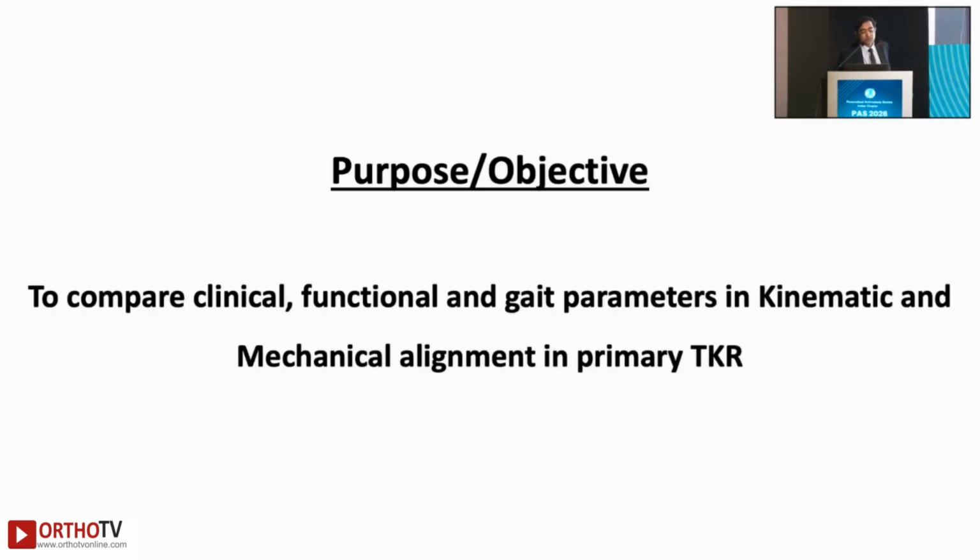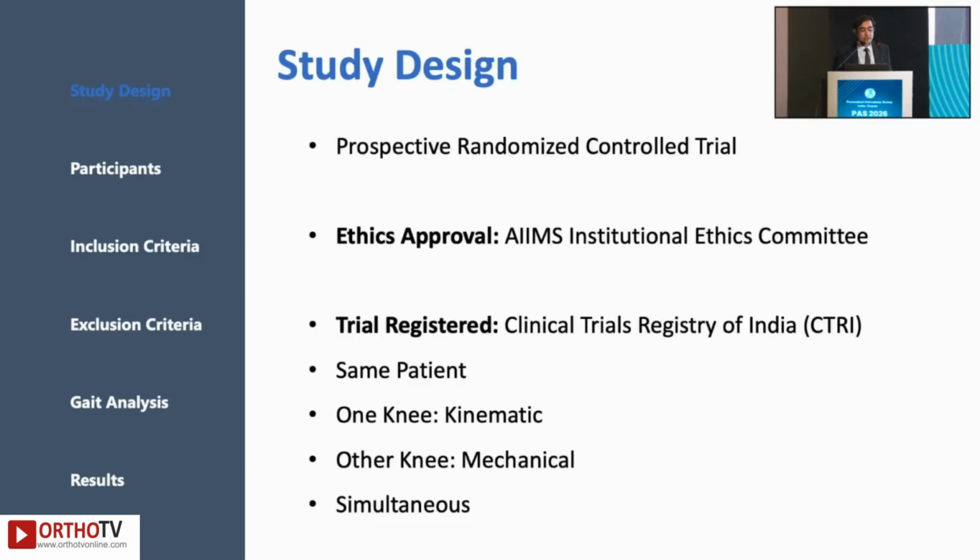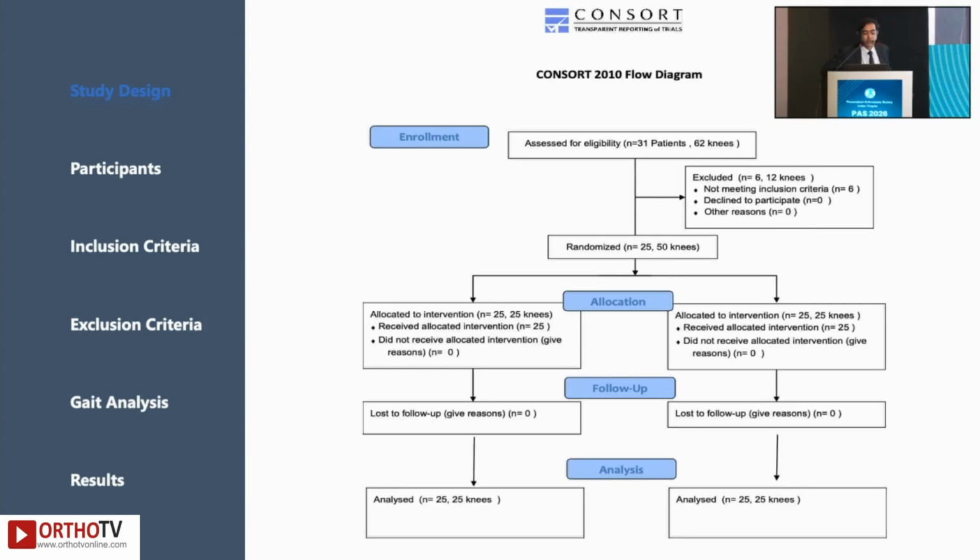So the purpose of this study was to compare the clinical, functional, and gait parameters in kinematically and mechanically aligned knees. This was a prospective randomized controlled trial, duly registered with the CTRI. We had the same patient: on one knee, we did a caliper-based unrestricted kinematic alignment. The other knee, we did a mechanical alignment, and this was done simultaneously at the same sitting. As per the CONSORT diagram, we had 25 patients, 25 into 2 knees, who were randomized. None was lost to follow-up.